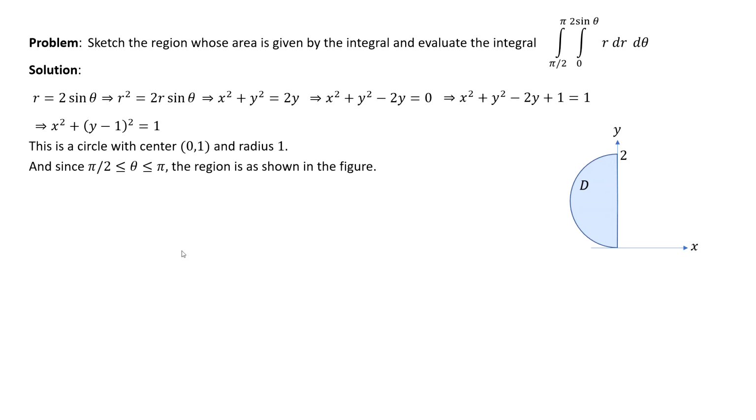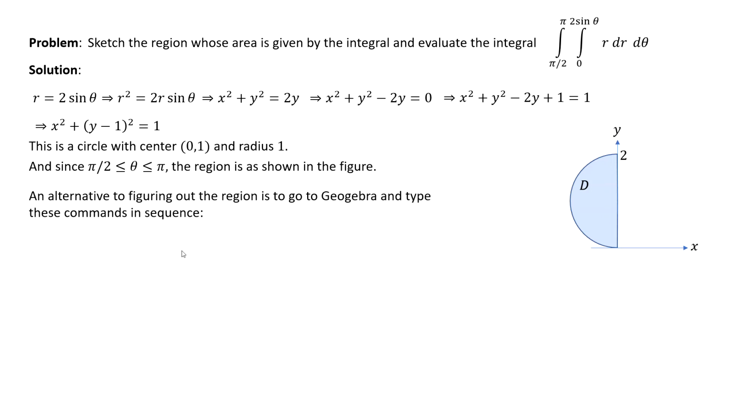The GeoGebra way is another way of figuring this out. An alternative way of figuring out the region is to go to GeoGebra and type these commands in sequence. So what exactly are we trying to do? We're trying to find what R equals 2 sine theta looks like, with theta going from pi half to pi.